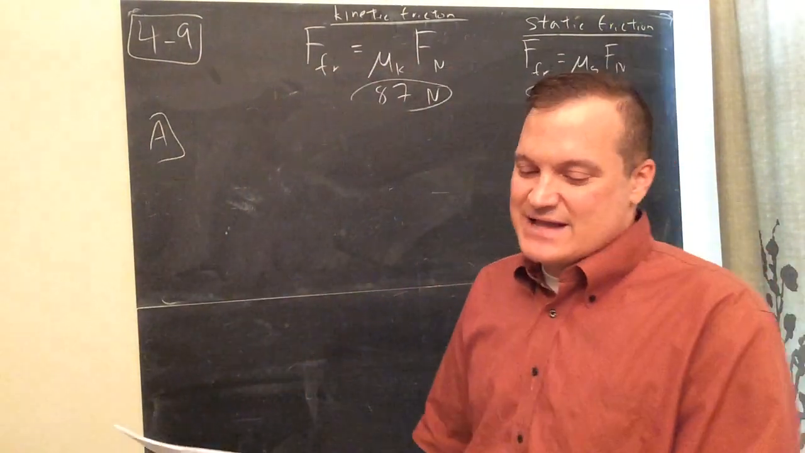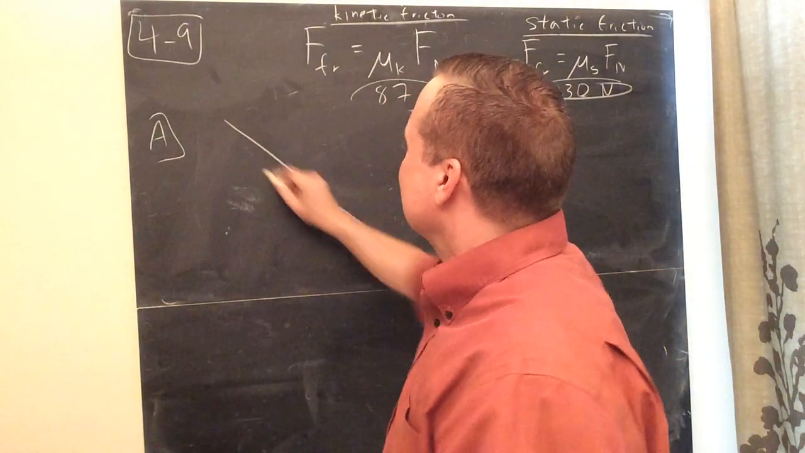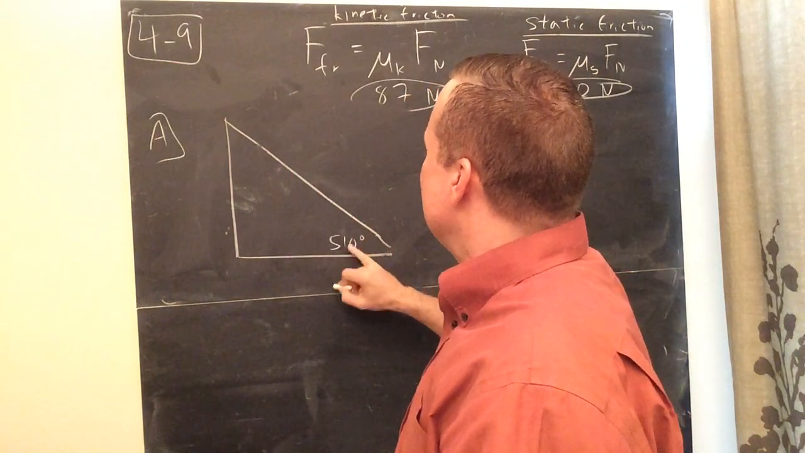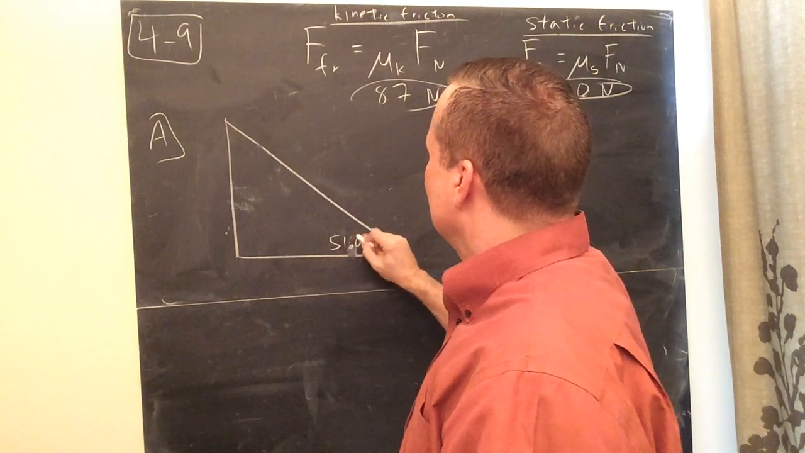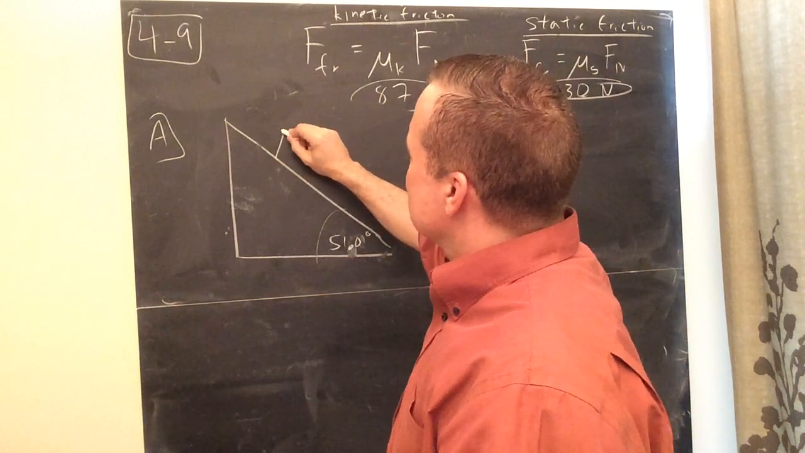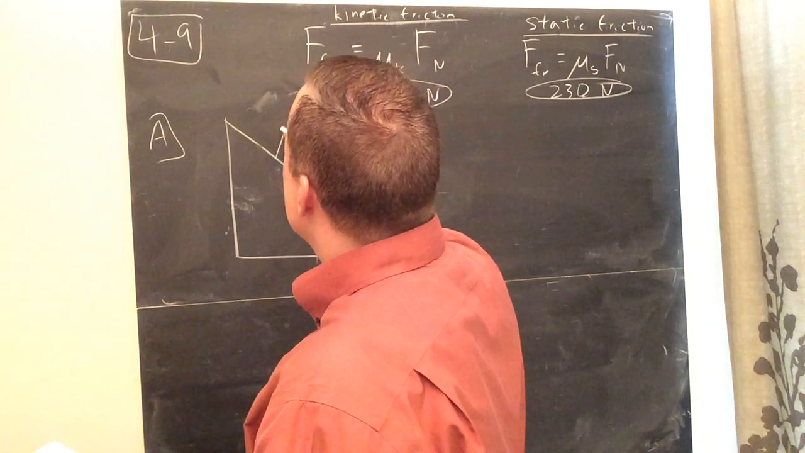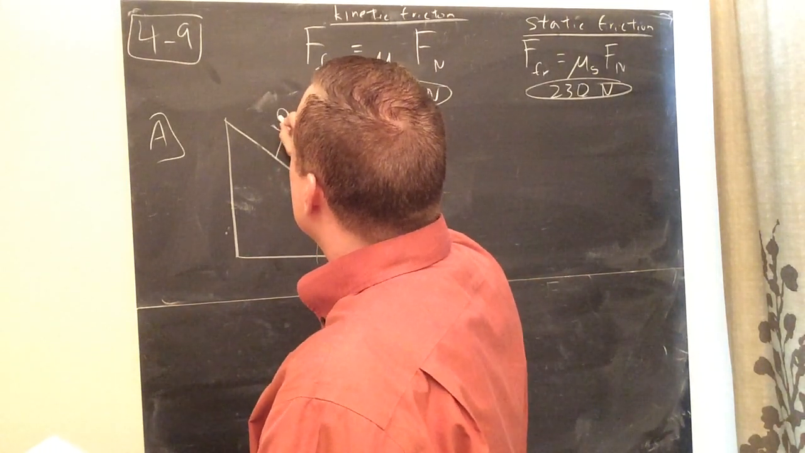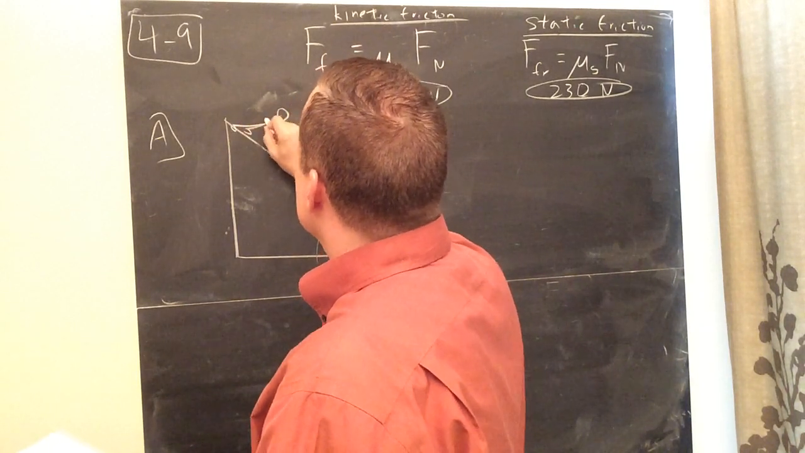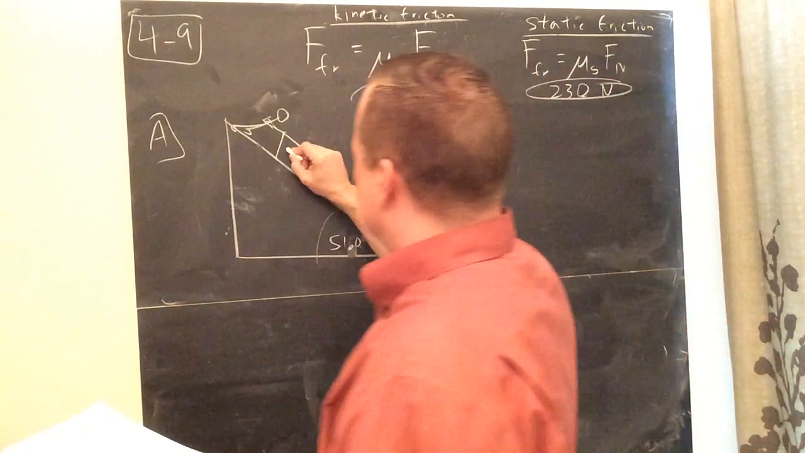Critter slides a 2 kilogram box down a 51-degree inclined plane. I've got 51 degrees as theta. Critter is going to slide a box. Maybe this guy can be Critter. I don't know why he would slide it, I guess, except maybe there's a little bit of friction there and he's having to overcome it. So he's pushing this 2 kilogram box.